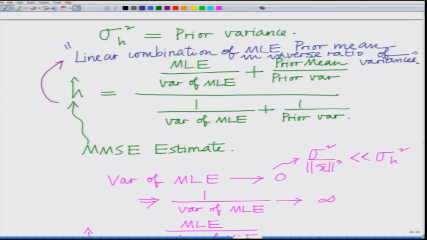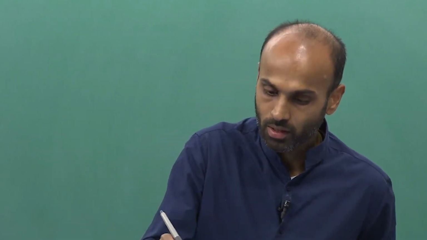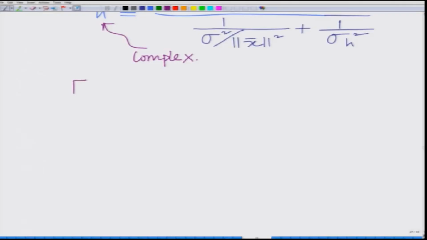So, the estimate is a linear combination of the ML estimate, the maximum likelihood estimate, and the prior mean, in the inverse ratio of their variances. Okay. So, that is the important point. Let us do a brief example, a small example to understand this better, for channel estimation considering complex symbols.